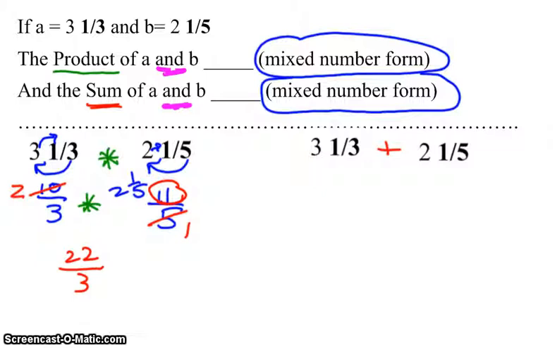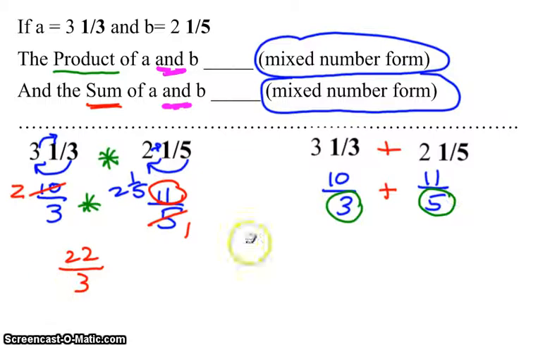Over here we need a common denominator to be able to add these. So we're going to take our improper fractions again, 10 thirds and 11/5, and we're going to look for a common denominator. The easiest common denominator is the product. You could spend a little more time thinking about that. So 15, I'd like to turn the denominators into 15. Multiply by 5 over 5. Multiply by 3 over 3.